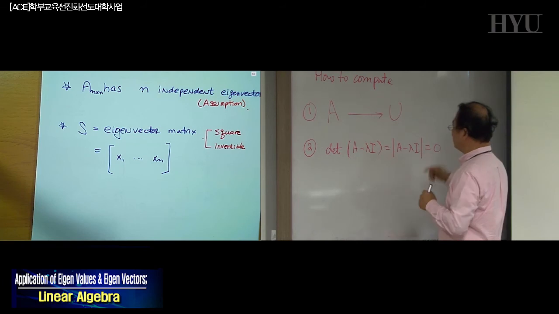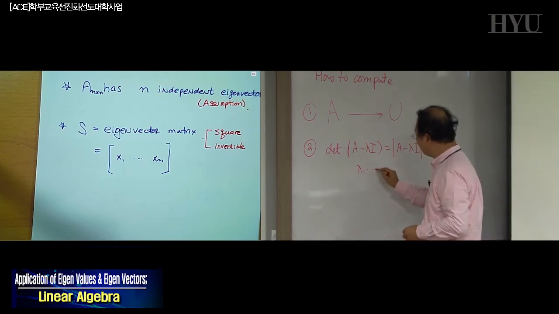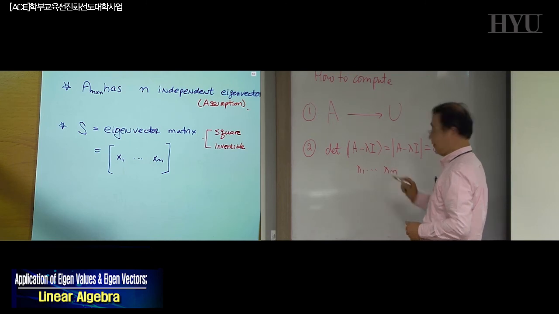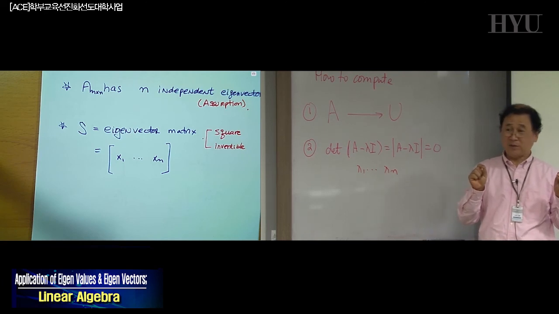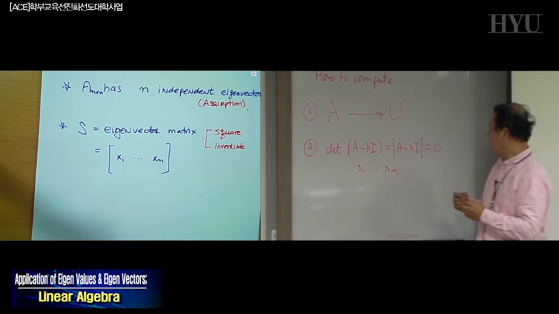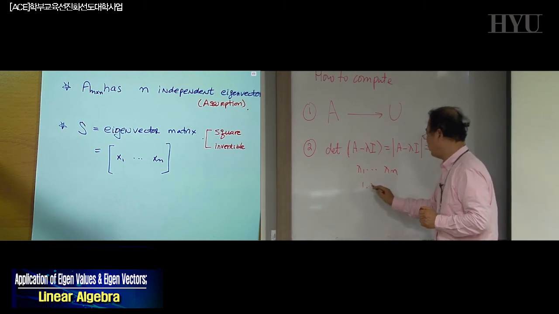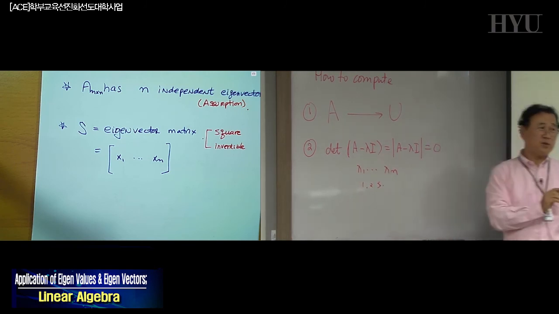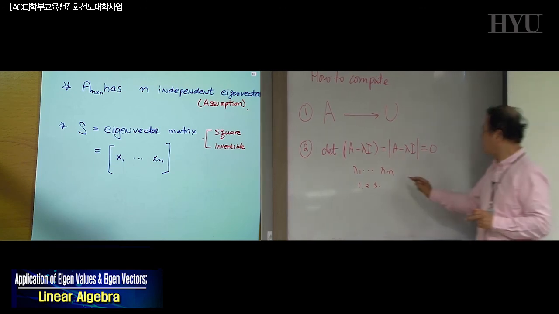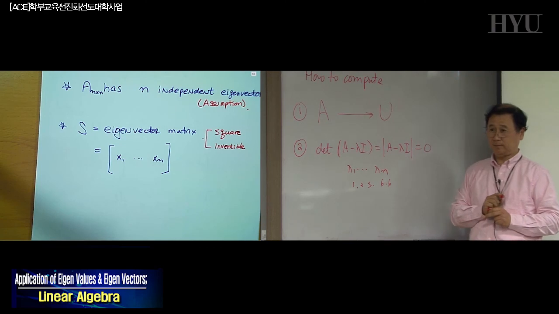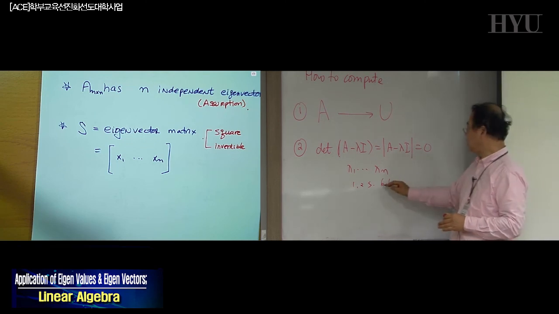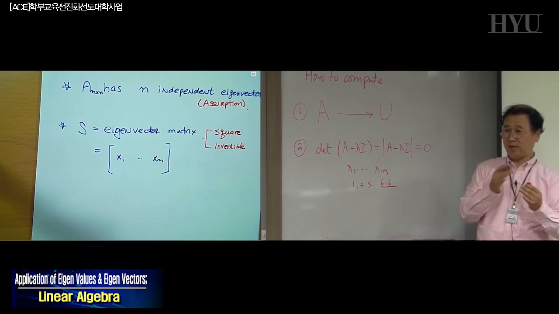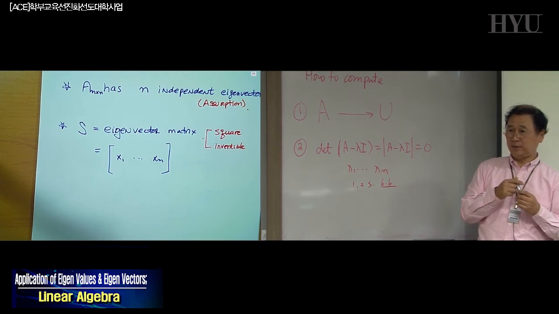So when you use this one, you get lambda 1 up to lambda n. Sometimes these lambda values are distinct. It means the values are different, let's say 1 or 2 or 5. But sometimes some values are repeated, let's say 2, 2, 6. When is the case of having these repeated values? Can you give me some example of a matrix which gives you repeated values?